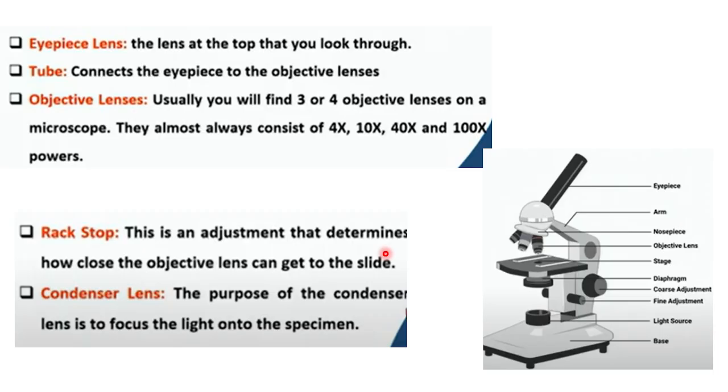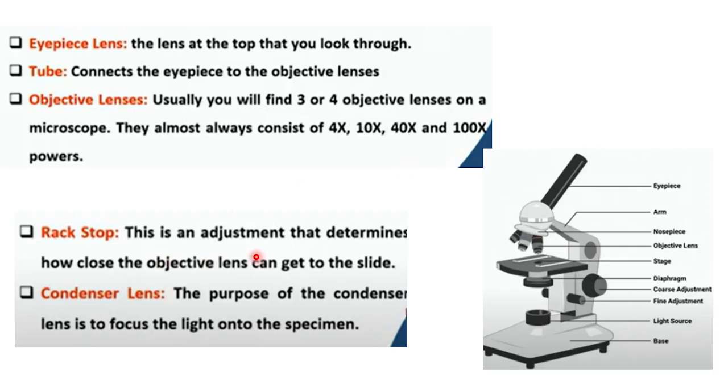Now, what are the different components in a general microscope? Obviously there is the eyepiece lens. There is a tube that connects the eyepiece to the objective lens. Here is the objective lens, and actually there are 3 or 4 different objective lenses attached to any advanced microscope, and the cost is a little bit higher. They almost always consist of different powers of magnification. Up to 100 times magnification is possible.